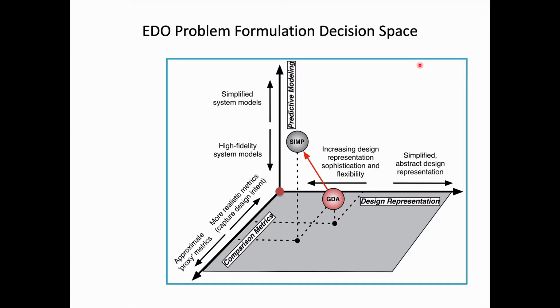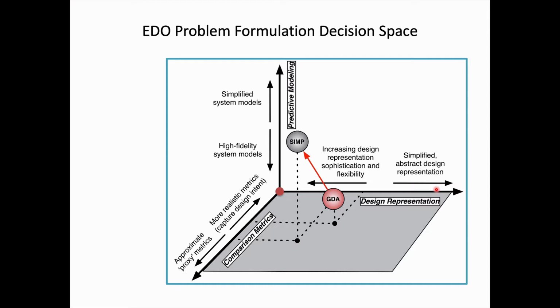Here's one way of visualizing it, where each element of the problem formulation decision space has some trade-offs. For example, let's look at design representation. We can make different decisions about how much detail to include in the design representation. At the extreme simple end of the spectrum, maybe we're only tuning a couple of continuous variables. We want to adjust these and see how we can optimize the design based on these few continuous variables.